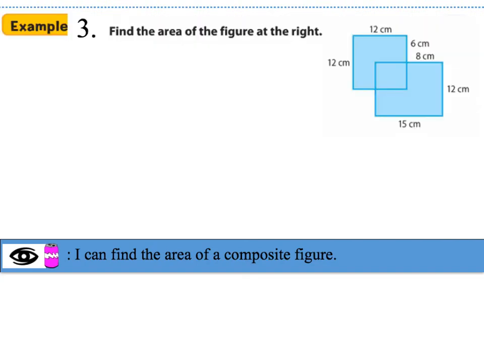For example 3, it says find the area of the figure to the right. So if you pay close attention to this shape, we've got two basic shapes, a square and a rectangle, that are overlapping. And whenever we find the area, we want to make sure we do not count the area twice. So the overlapping area should not be counted twice. So let's decompose this into basic shapes. I have a square here, and I have a rectangle here.